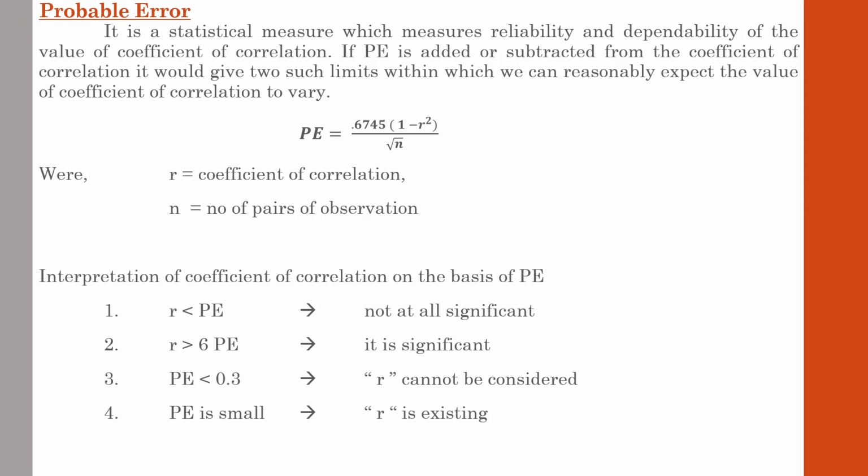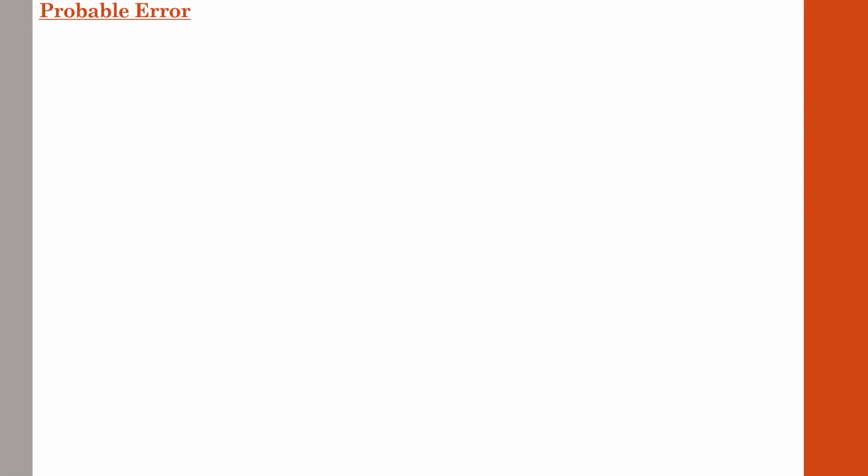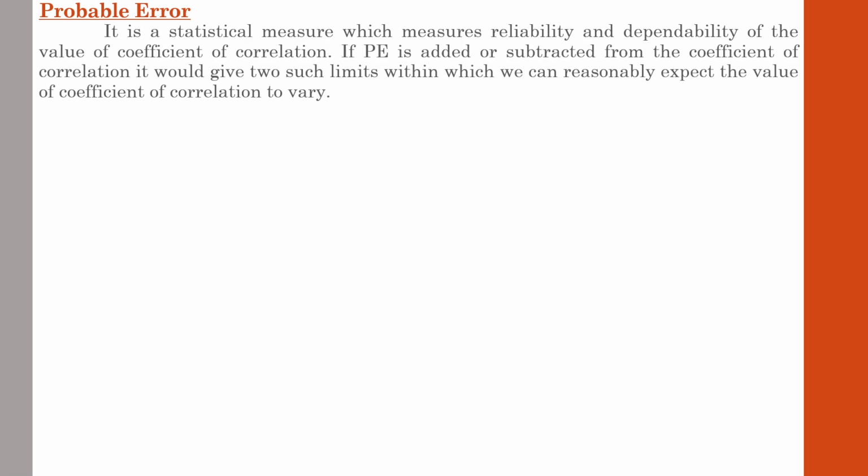So next one, probable error. Probable error of the coefficient of correlation is a statistical measure which measures reliability and dependability of the value of coefficient of correlation. That is, if the probable error is added or subtracted from the coefficient of correlation, it would give two such limits, upper limit as well as lower limit, within which we can reasonably expect the value of coefficient of correlation to vary.